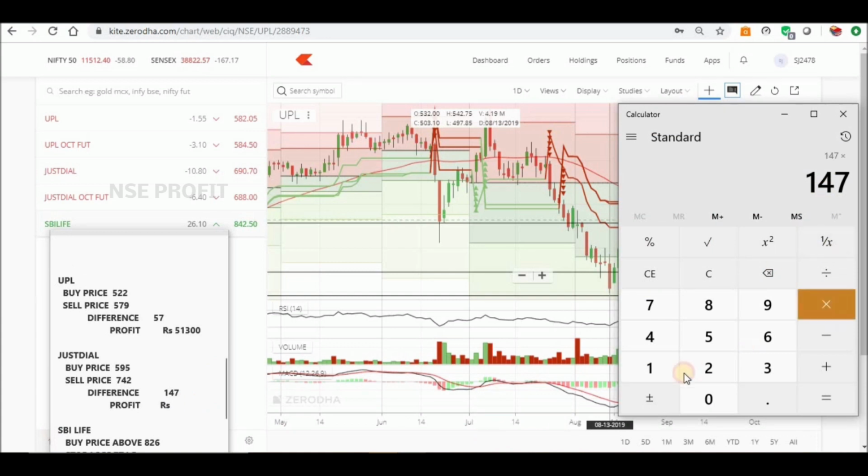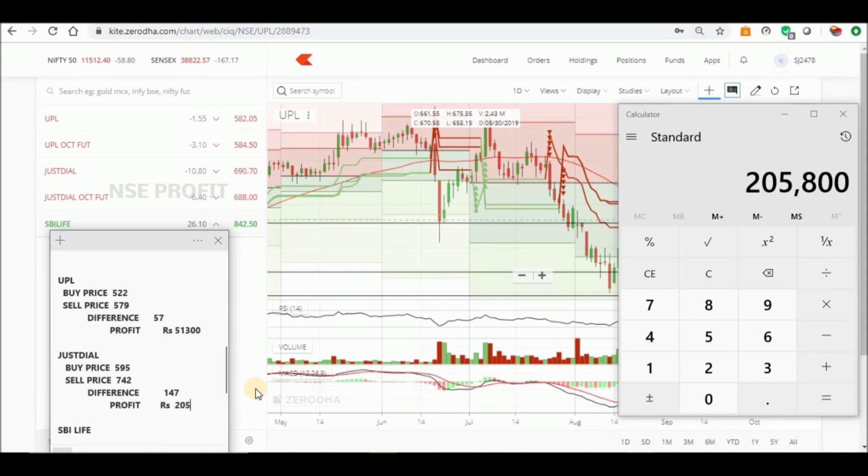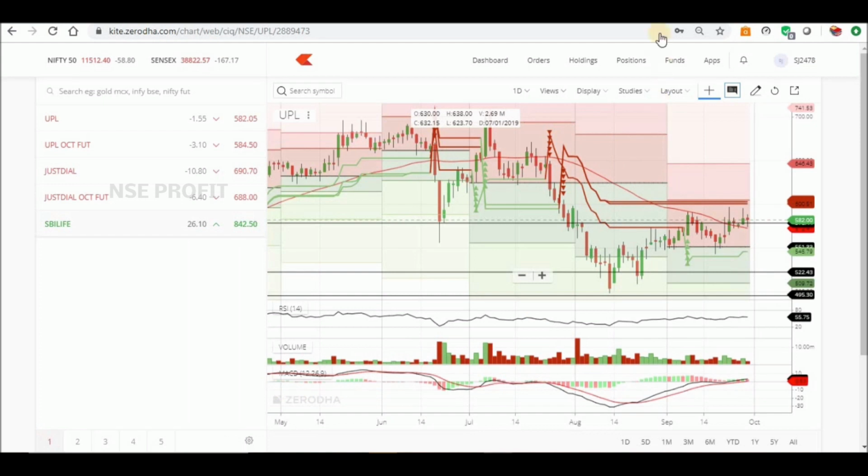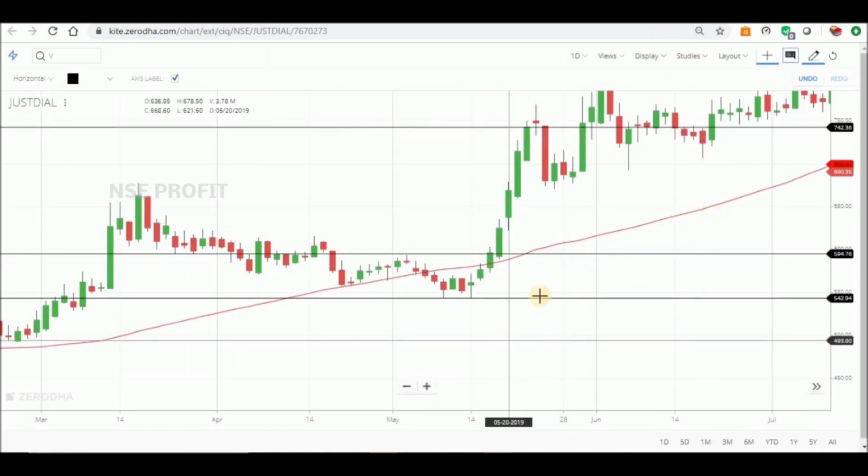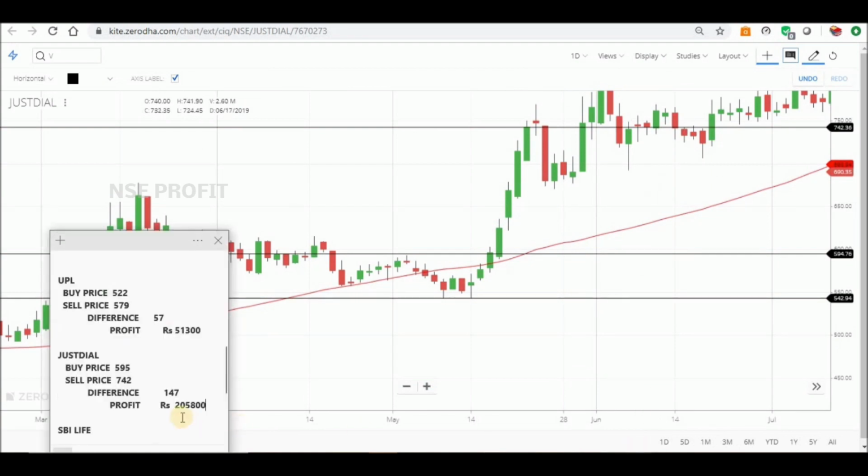So 147 points into 1400. My god, it is 2,05,800 rupees for just 5 days of holding. 2,05,800. It's a massive figure, guys, for just 5 days of holding. And this is how the moving average trading strategy works.